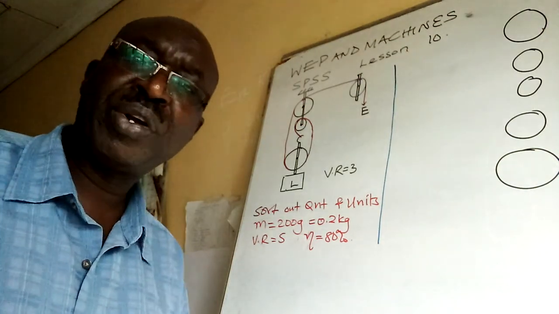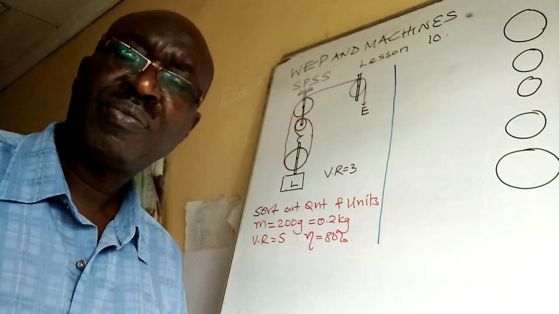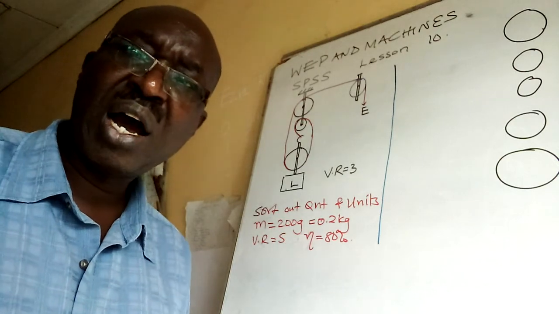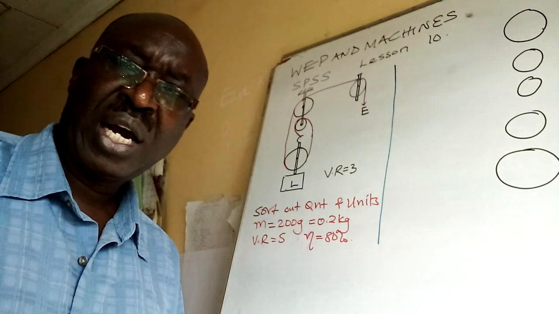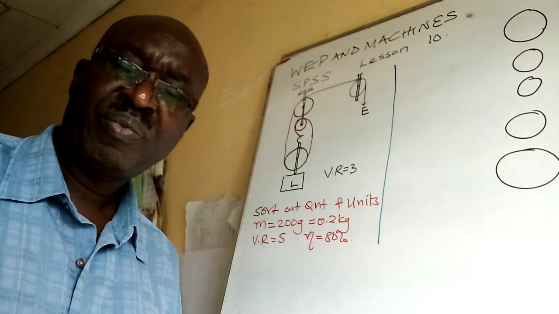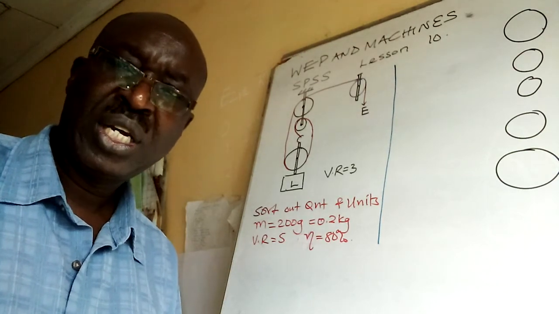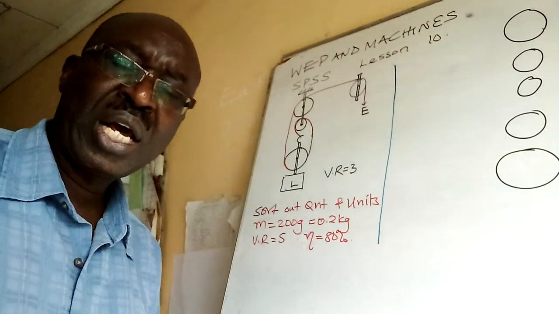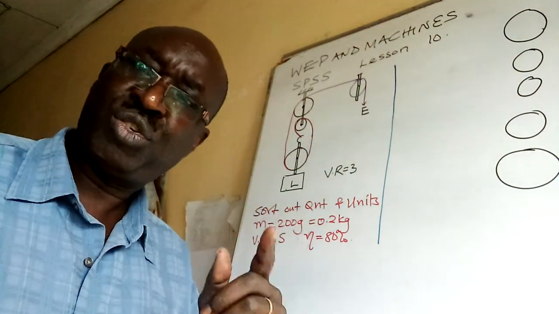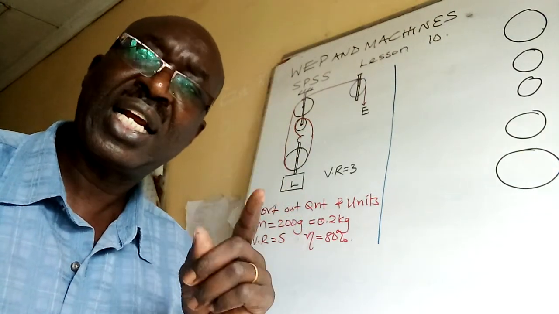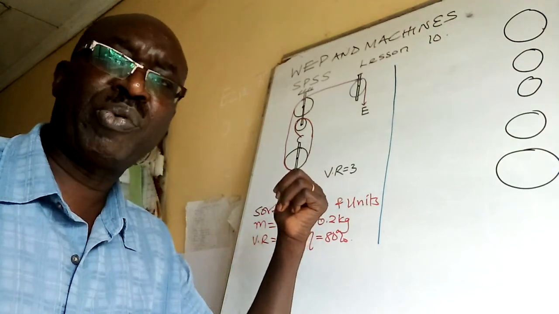So the previous lesson I asked you to show how you can put a string around a given number of pulleys. I asked you to do it and determine the velocity ratio when you have 4 pulleys and 5 pulleys. Now, at the same time, I warned you that velocity ratio is not necessarily the number of pulleys. So I want to give you an example here.